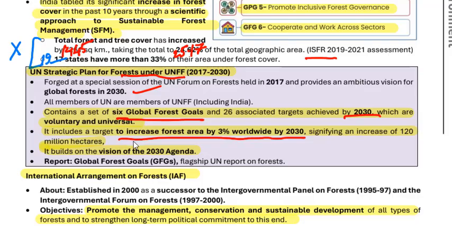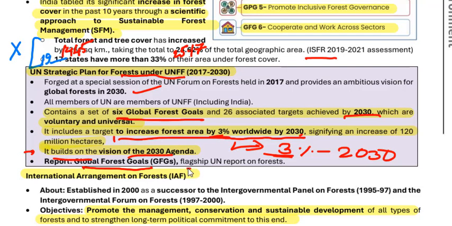This is important, you can use this. And this can also be asked, like 3%, what is the main target? 3% increase in the forest area by 2030. Significantly, an increase of 120 million hectare. You don't need to remember how many million hectare, that is 120 million hectare. This is not important. Next, it builds on the vision of the 2030 Agenda. The report is by the Global Forest Goals, the flagship UN report on forests.